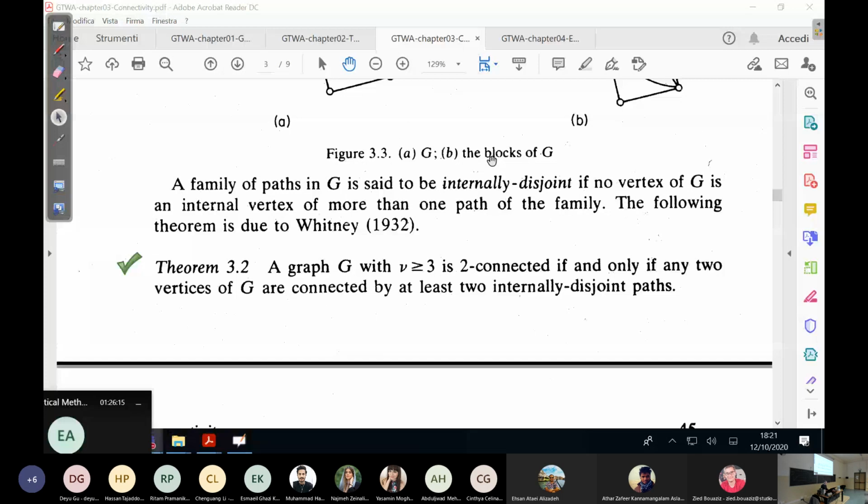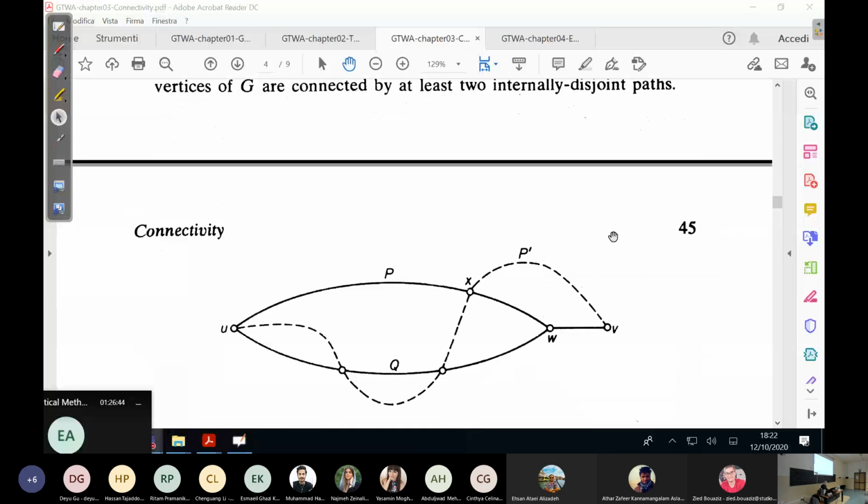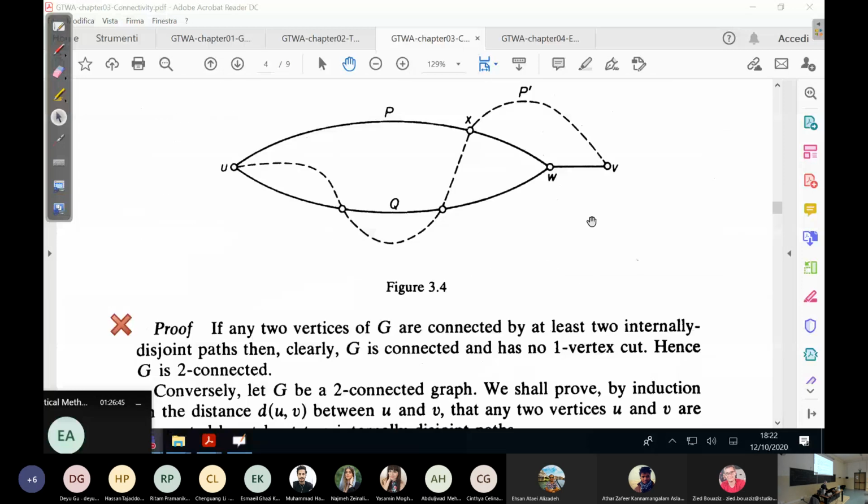No vertex of G is an internal vertex of more than one path of the family. And we have this theorem: a graph G with at least three vertices is 2-connected, that is, kappa is greater than or equal to 2, if and only if any two vertices of G are connected by at least two internally disjoint paths. Again, no proof.